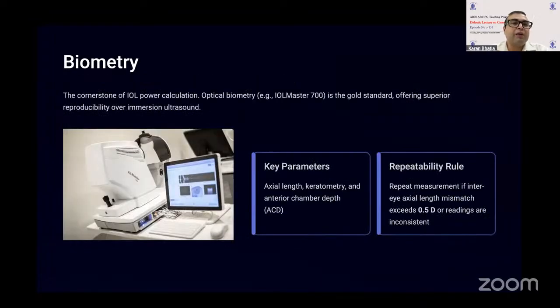Biometry is the cornerstone for the IOL power calculation, and optical is the gold standard. I use the IOLMaster 700, but various other platforms also give very good results. The key parameters that you discuss in it are the axial length, the keratometry, and the anterior chamber depth. Remember the repeatability rule: repeat the measurement if the inter-eye axial length mismatch exceeds 0.5 diopter or readings are inconsistent.